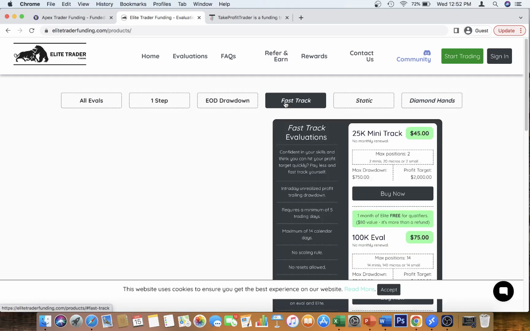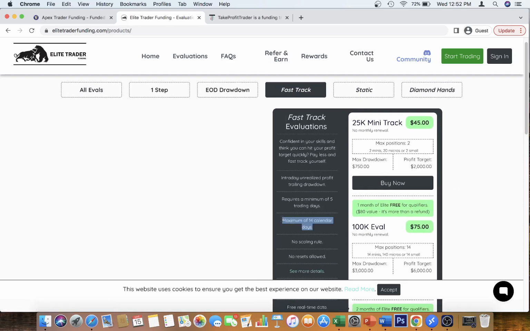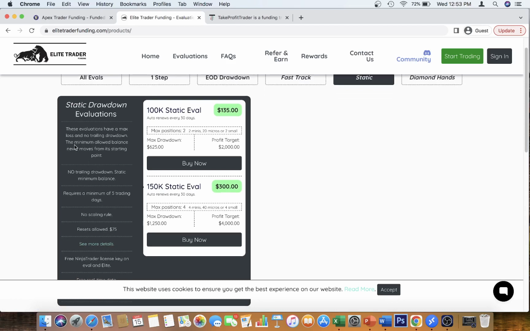Fast track accounts are basically like the one step accounts, but you have to hit your goal in, I believe, 14 calendar days. Then there's a static account, which has a max drawdown of $625. Let's check here and see if this is based on unrealized gains. Okay, so with this one the drawdown doesn't really move. It's static. That's why it's called a static account.